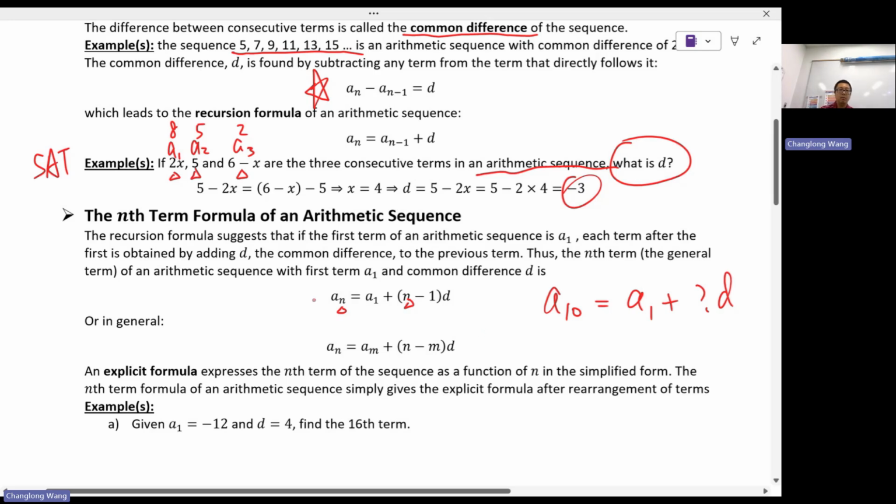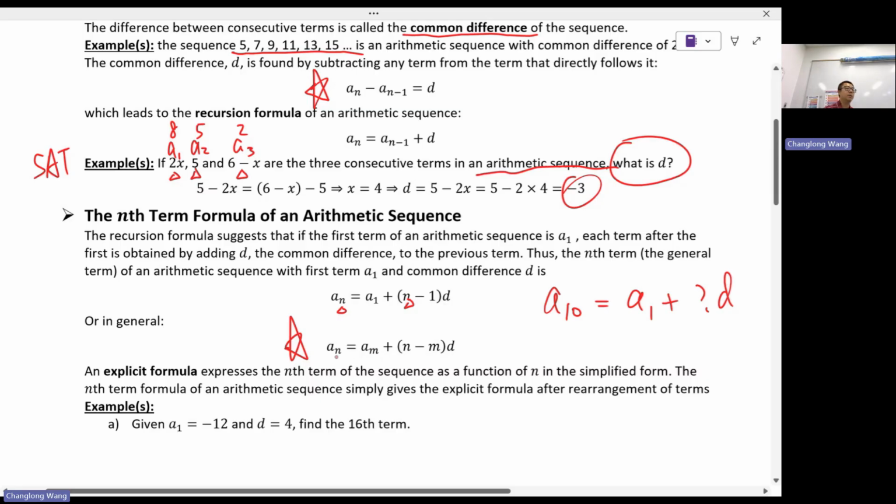Okay. But it turns out that we don't necessarily always start from a sub 1. It turns out that you can start from anywhere in a sequence. You can also end anywhere. So here, the second version is more general, and obviously more powerful because it allows you the freedom to start from anywhere. So let's say a sub m, where m could be any integer. It doesn't have to be 1, as you will see later in an example.